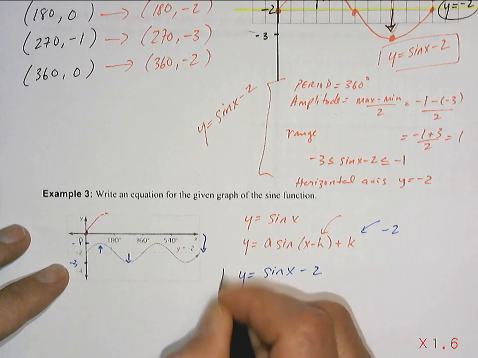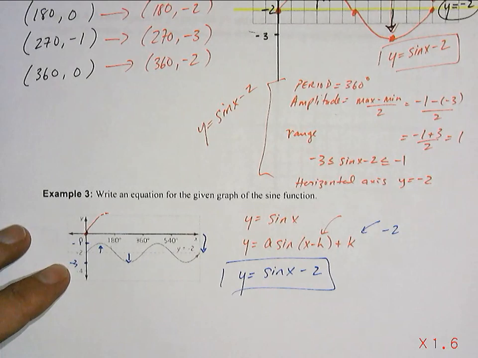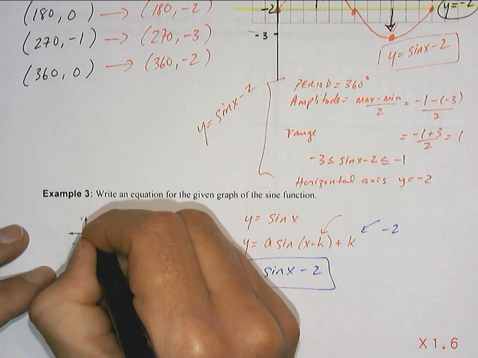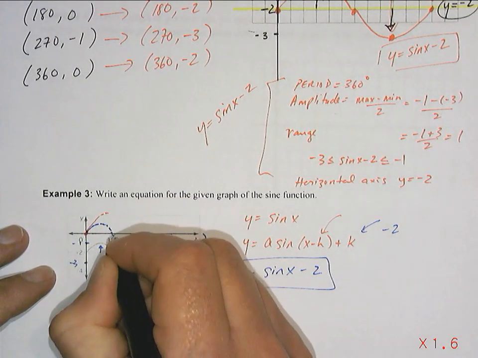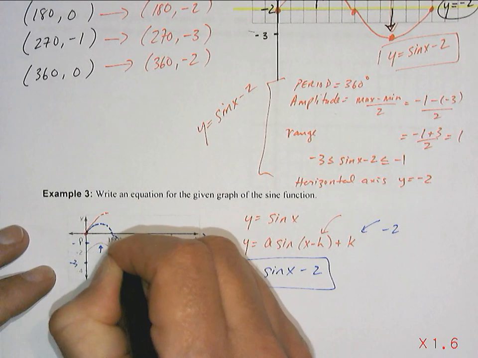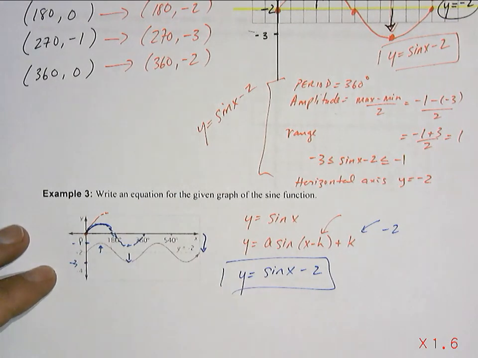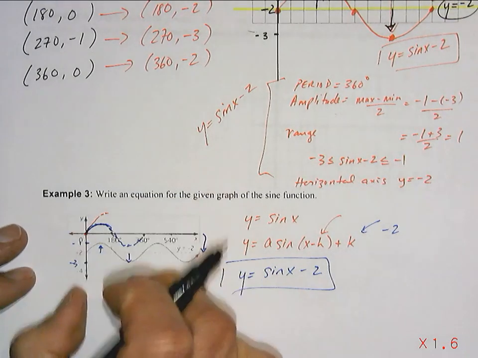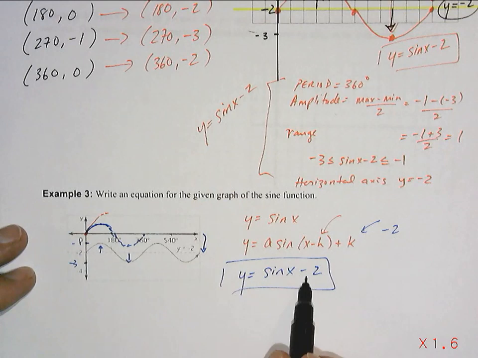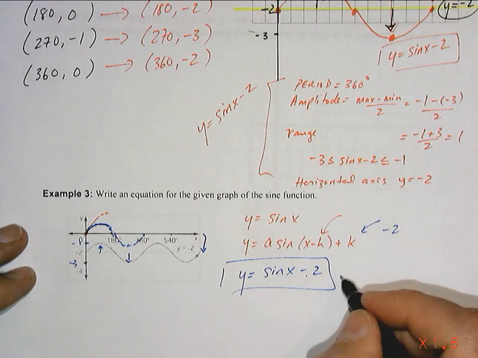So we've got that as our equation, which would mean that this sine curve would look like this, just if I shifted it down 2, it would lie on top of what they gave us. And that works for me.